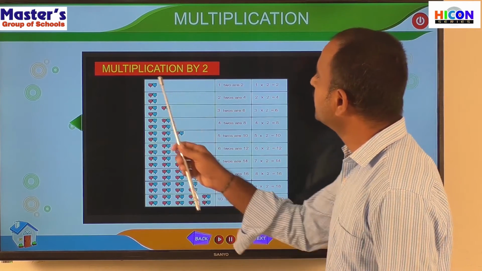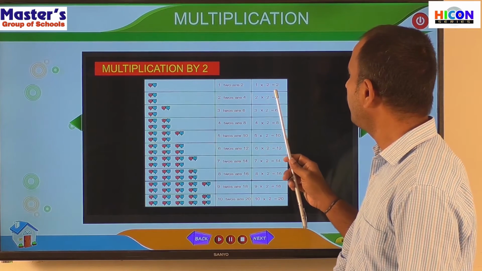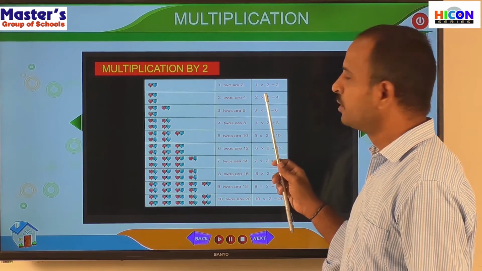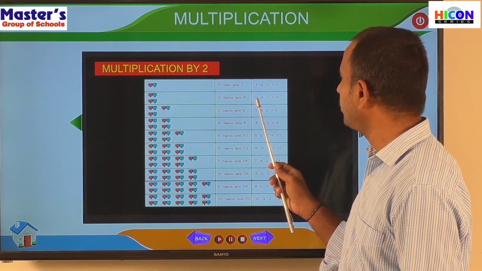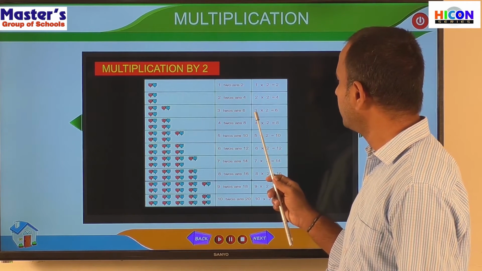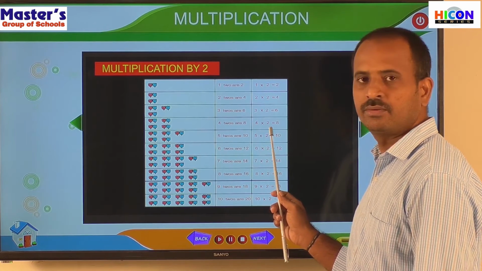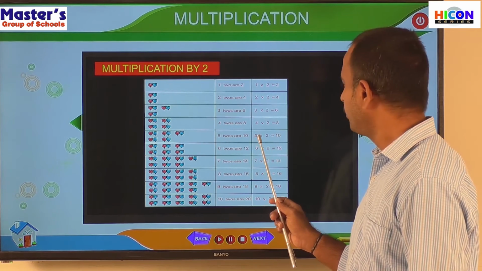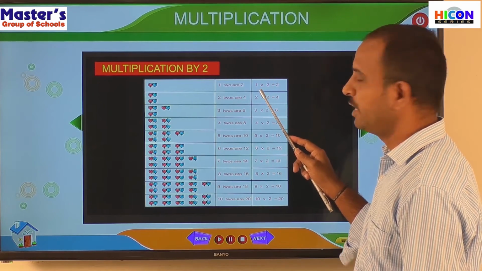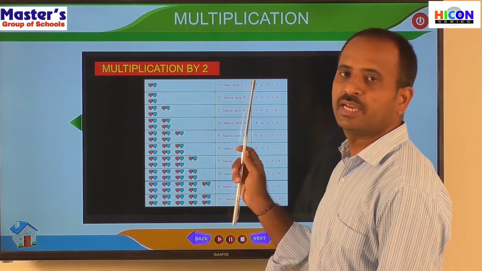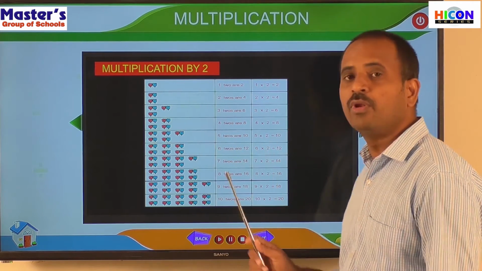So children, this is the multiplication by 2. In each multiplication, we have multiplied a number with 2. In the first one, we have multiplied 1 with 2. We have multiplied 2 by 2, and we have multiplied 3 by 2. In the fourth one, we have multiplied 4 by 2. So we have multiplied 5 by 2. In this way, in these examples, we have multiplied a number by 2. So this is multiplication by 2. And we can also read it as the table of 2.